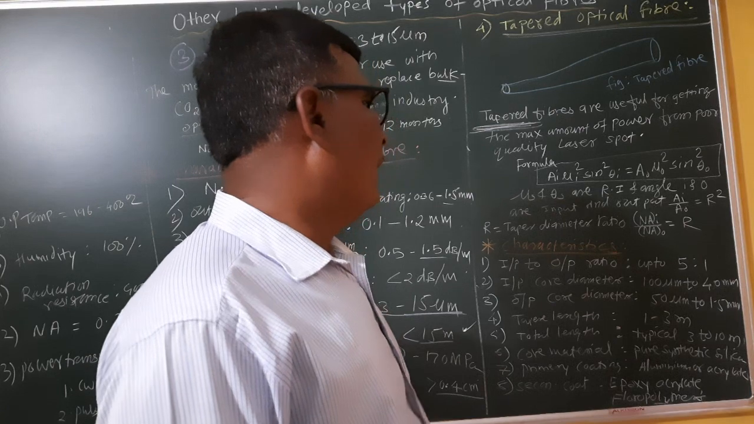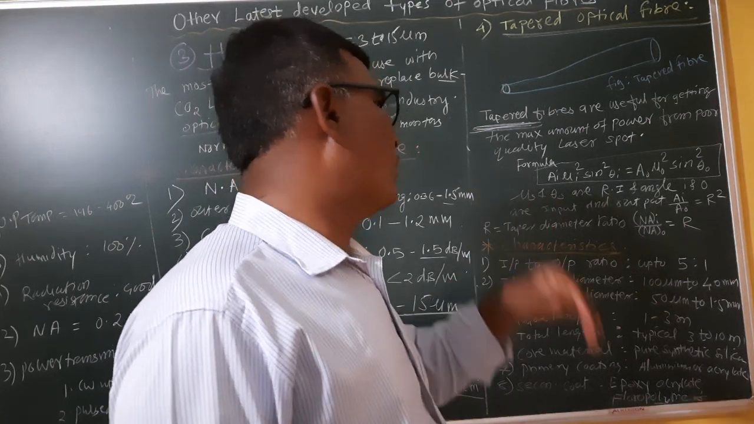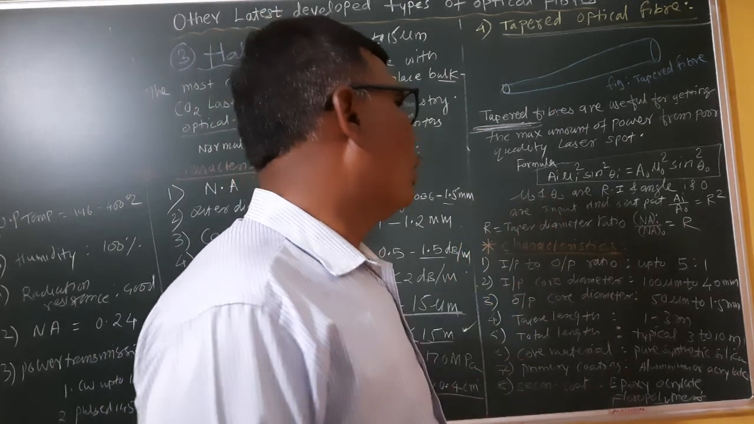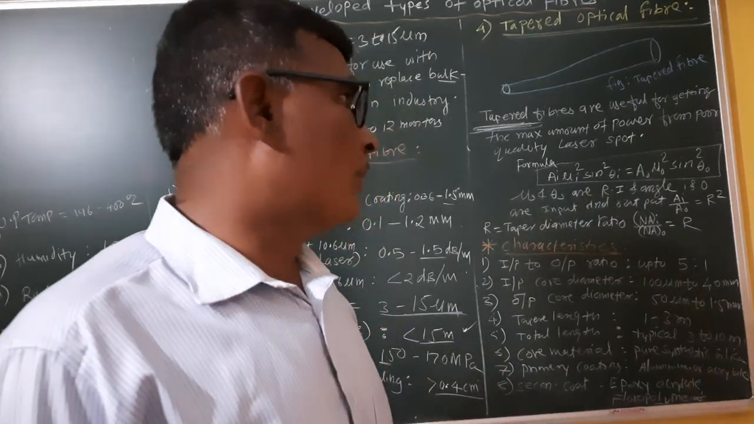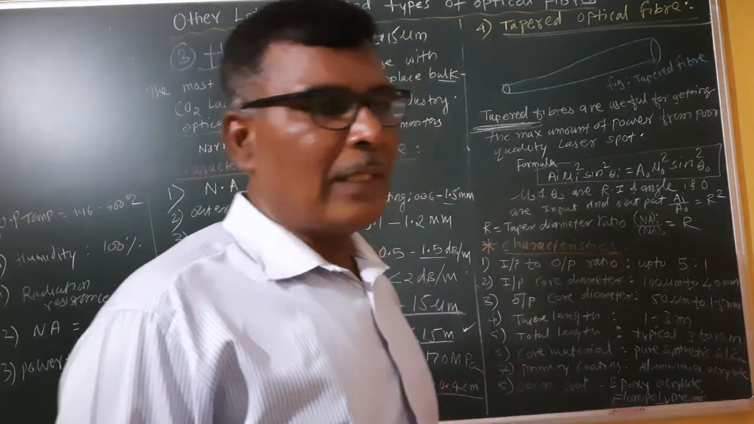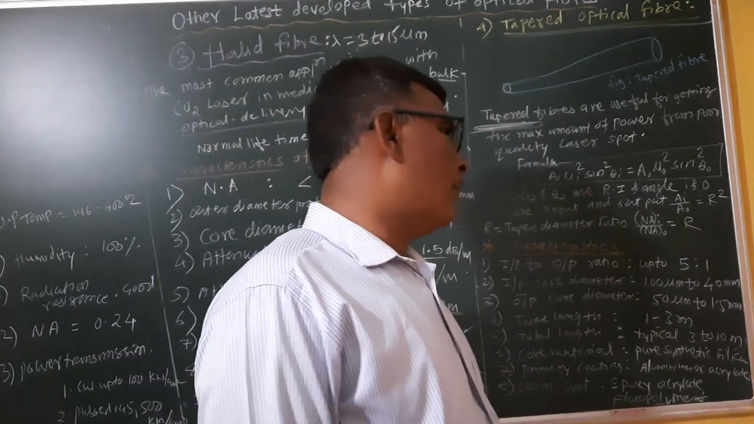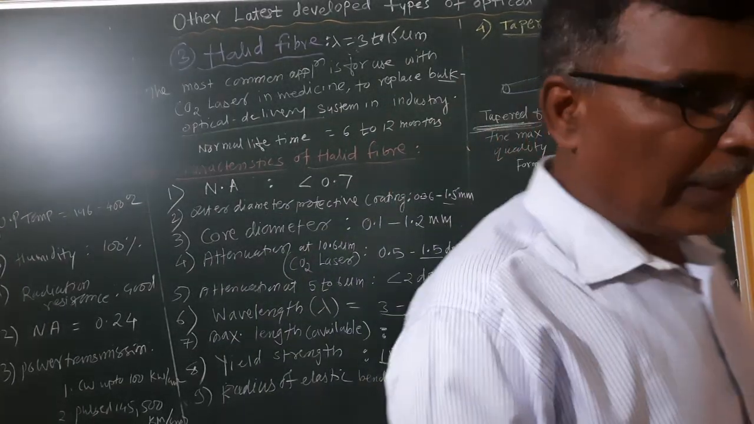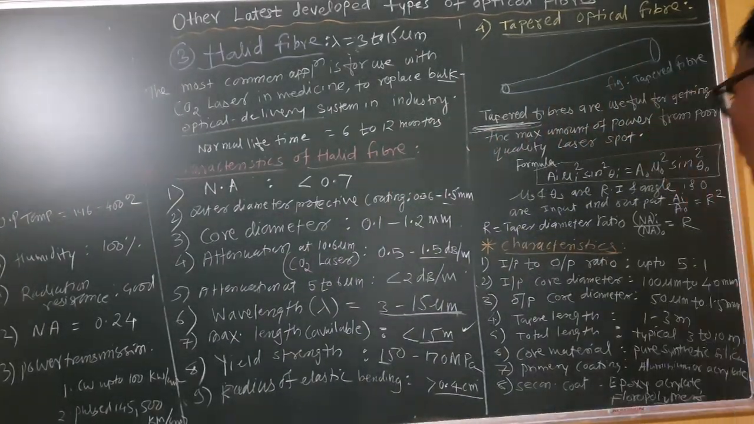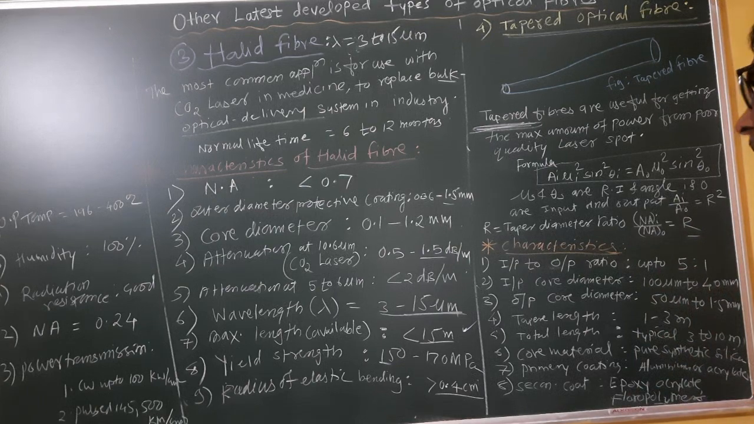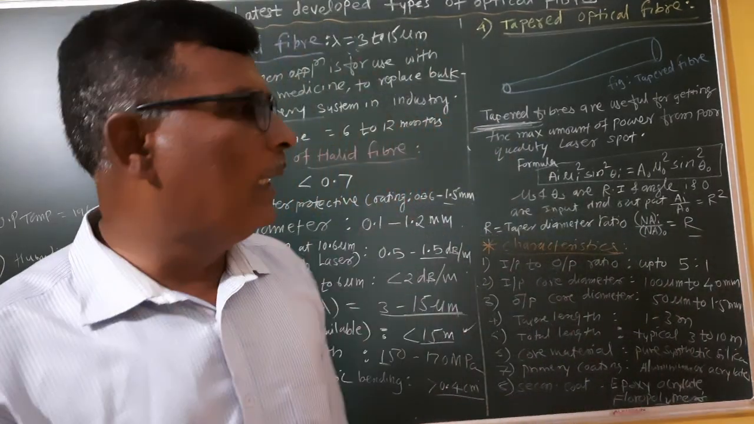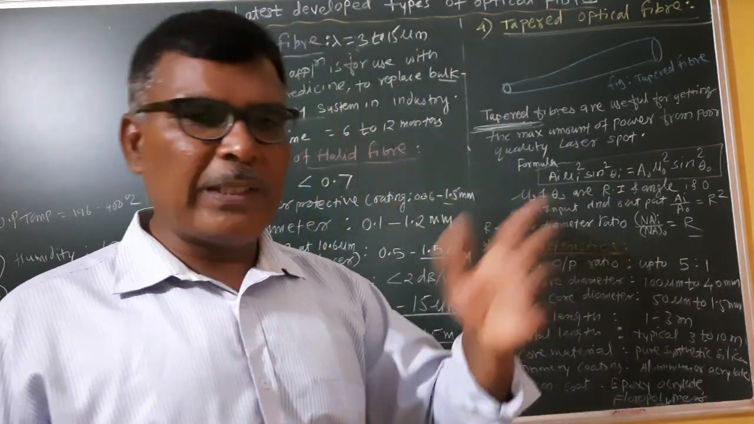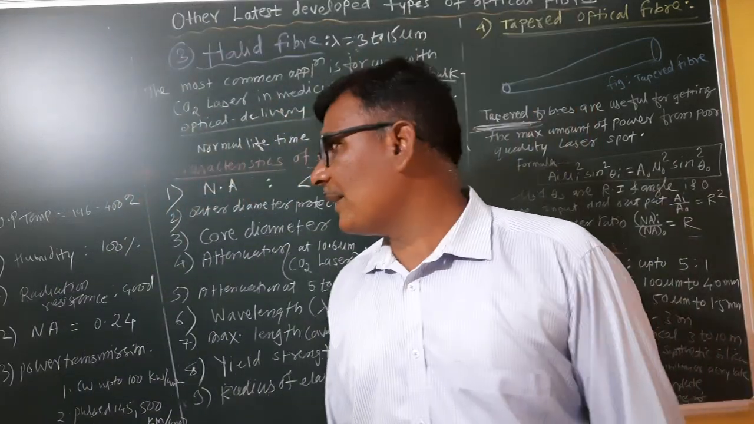Here AI upon A0 is the ratio, that is the tapered diameter ratio for the input and output. AI upon A0 is equal to R square, where R is called the tapered ratio. NAI upon NA0, the numerical aperture of input and numerical aperture of output, we have to consider that equals R. And then the important characteristics for the tapered optical fiber are similar to those for HPSIR and IR. What are the similar characteristics here?